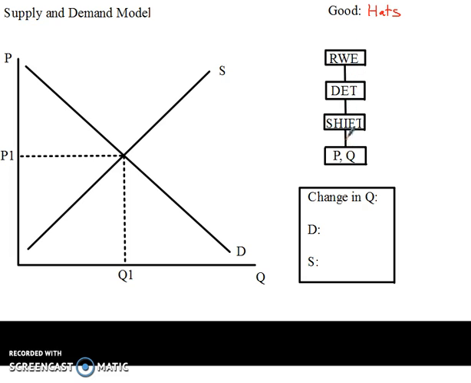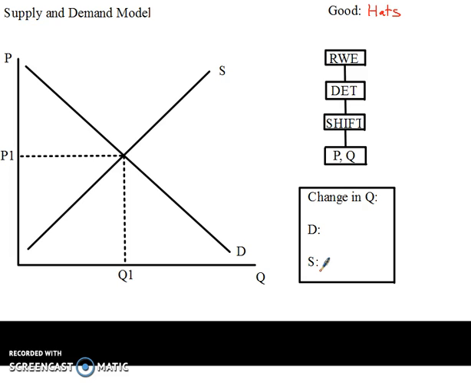Now, what do these things mean? This RWE is called our real world event. The DET, this is our determinant. We talked about determinants on the last video. Then we're going to shift curves, and then we're going to say what happens to price and quantity. And then finally, we're going to say what do we call that change on the demand side, and what do we call it on the supply side. So those are all the things that we're going to do. So let's just jump in and do it.